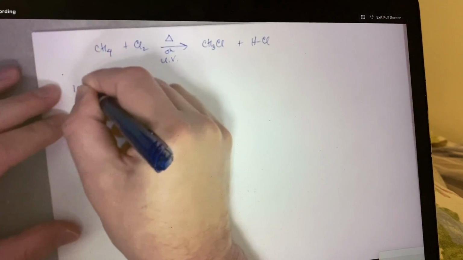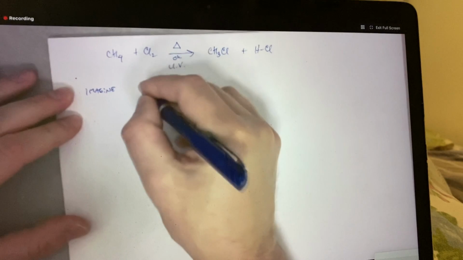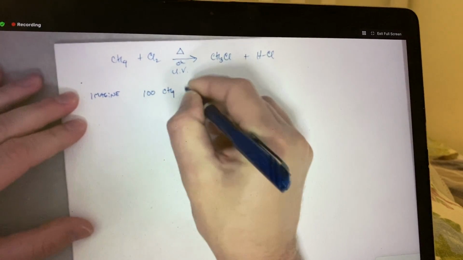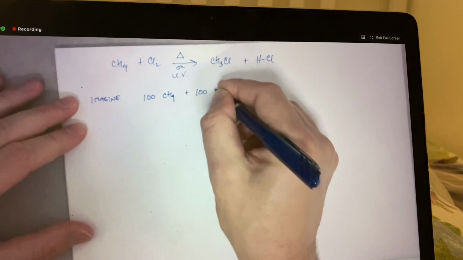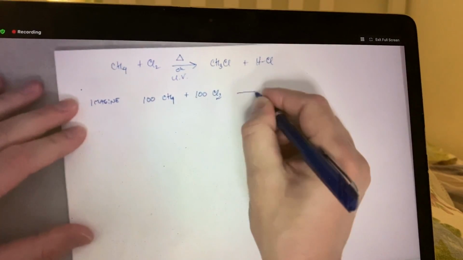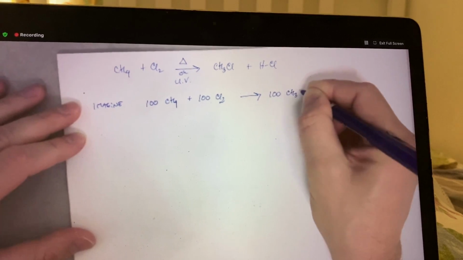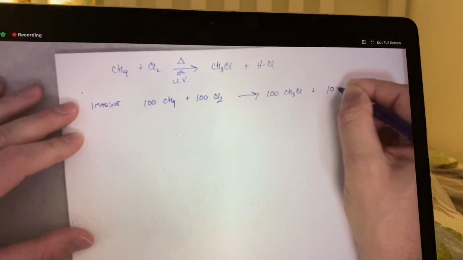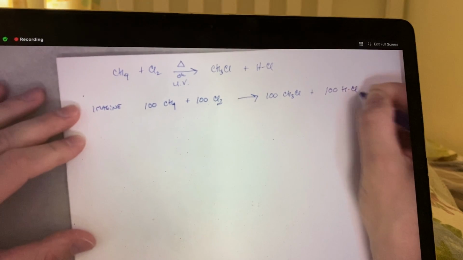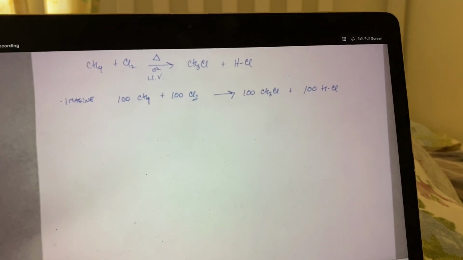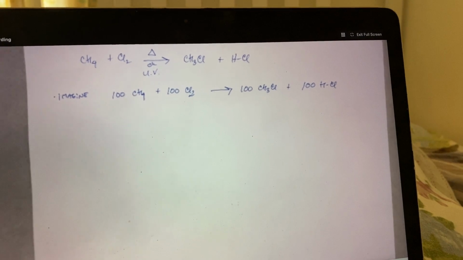Let's imagine for a minute that we did this reaction with 100 molecules of methane plus 100 molecules of chlorine. You could imagine then that we would make 100 molecules of CH3Cl plus 100 molecules of HCl. Let's just imagine that. I don't like 1 to 1 and 2 to 2. I like bigger numbers, right?